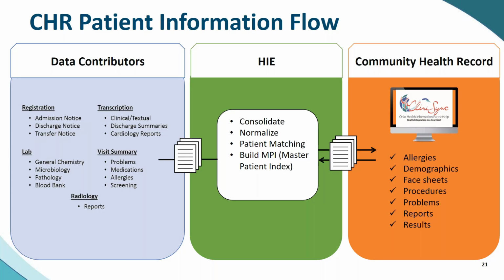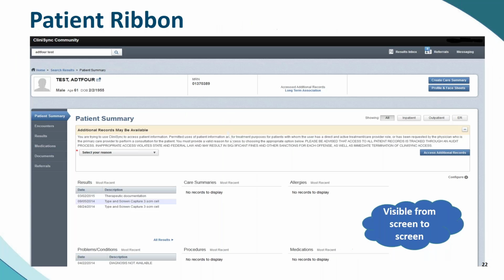Well, then we try to consolidate that data. We try to normalize it as much as possible. We'll dedupe that data so that when you query the CHR, you get a nice record that presents all of this information that is usable, that is readable and actionable.